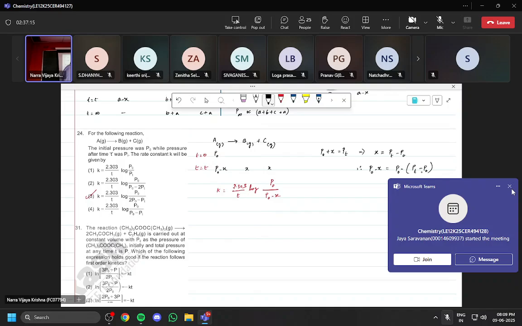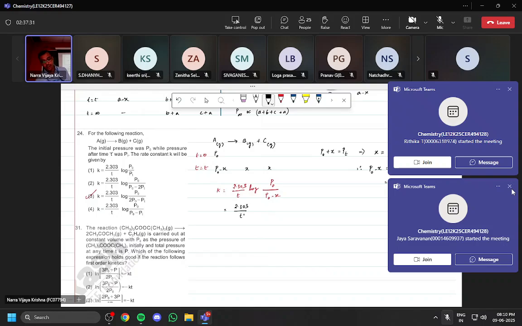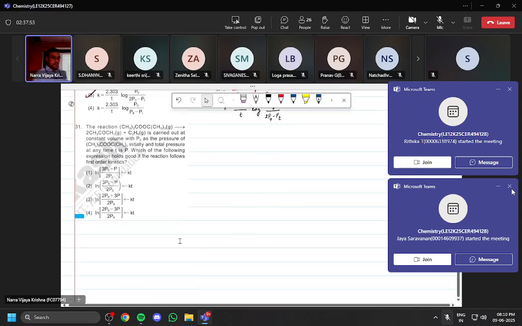I want to find this value. So what is P naught minus X? P naught minus, instead of X, I am substituting it. So what did you get? 2 P naught minus PT. So substitute. K equal to 2.303 by T log P naught upon, instead of P naught minus X, 2 P naught minus PT. Same thing, no? Initial concentration by final concentration. Correct? Now come to this one. How to solve this one?